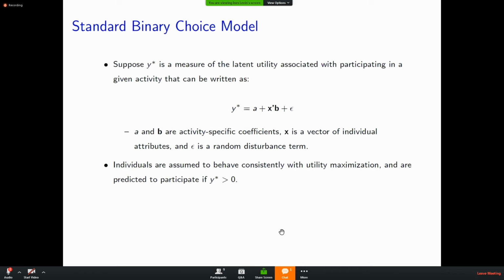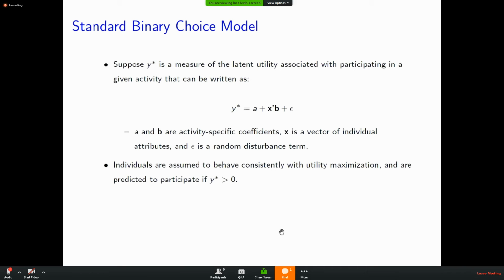So here, just to simplify the exposition, I'm going to be dropping the subscripts indexing individuals and activities. So suppose that Y star is a measure of the latent utility associated with participating in a certain activity. Okay? So we typically write that latent utility as a linear function of a set of individual attributes, X. Okay, so let's think about this vector X as a collection of measures of access to the type of resources I mentioned before. So we typically write this latent utility as being a function of an intercept A plus this vector X times B, which is a vector of slopes capturing the effect of individual attributes in X on the latent utility Y star, plus a disturbance term epsilon.